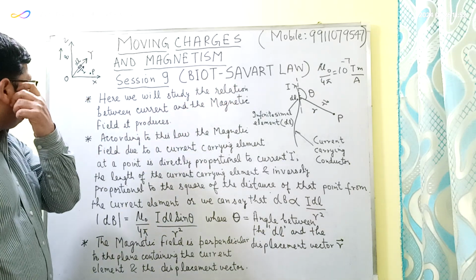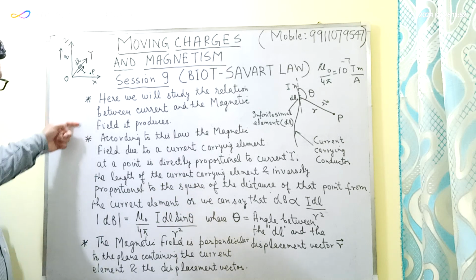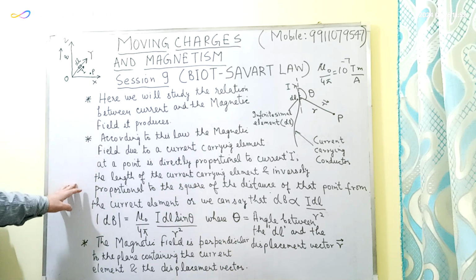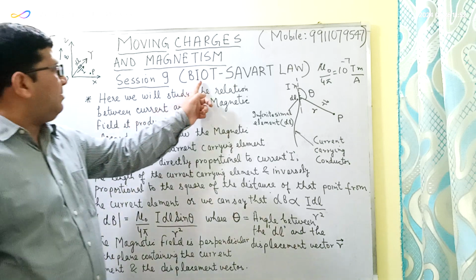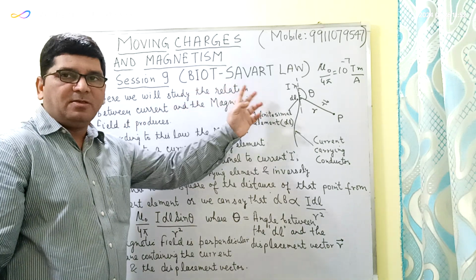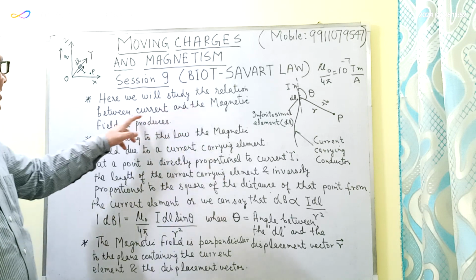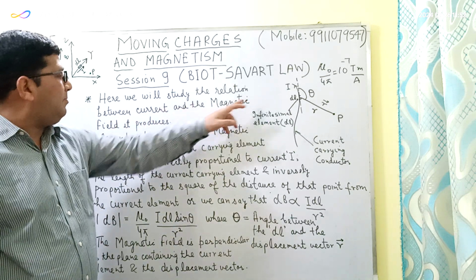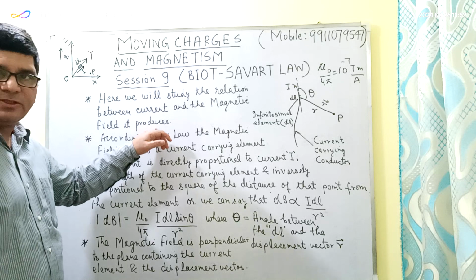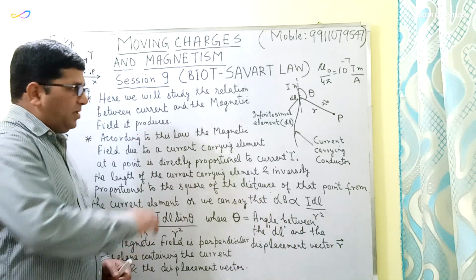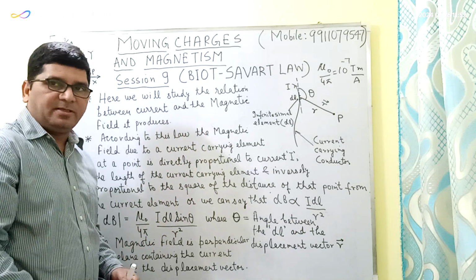So, on this board, I have written three important points, which describe this Biot-Savart law in brief. Today we will be studying the relation between the current and the magnetic field it produces. That is, whenever a current is flowing in a conductor, it produces a magnetic field around it.